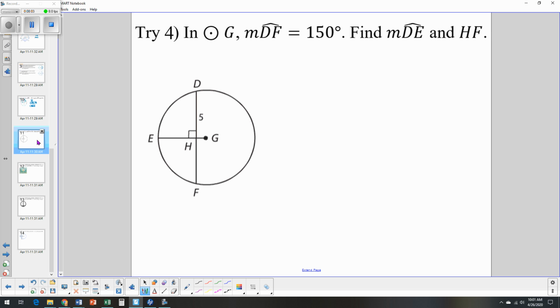All right, you're going to go ahead and try the next one. Pause. When you're ready, come back. So you should have gotten measure of arc DE is 75 degrees. And HF is 5. All right, be careful with that HF. They were only asking for the little part this time. They were only asking from here to here, which was the same as DH. They were not asking for the whole thing. That's why it's not 10.